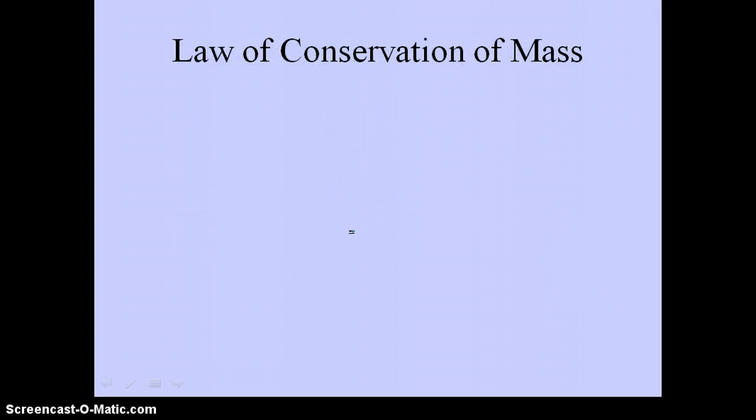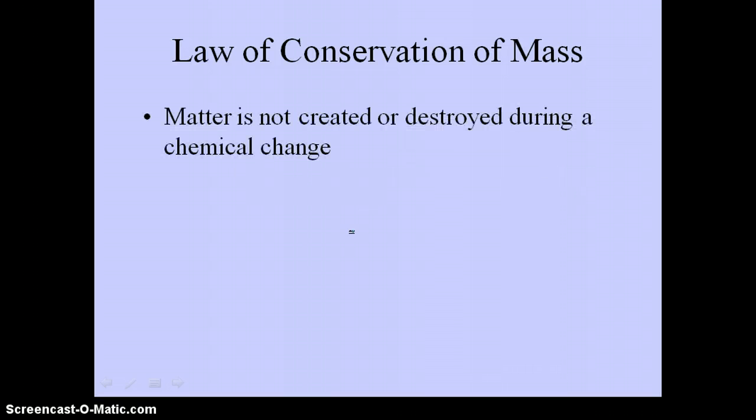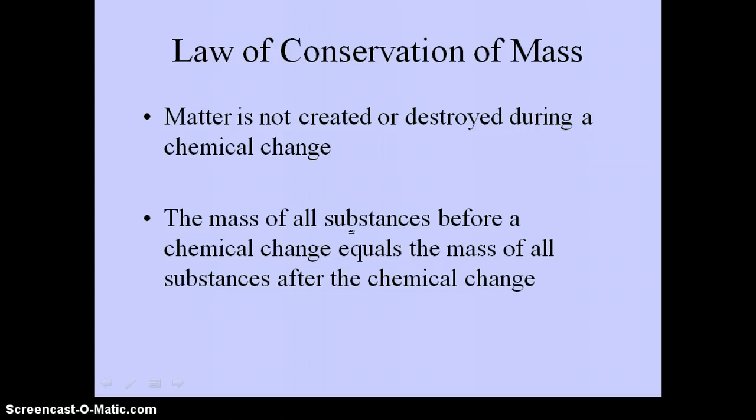Okay, and the last thing we're going to look at today is, in a chemical change, we have something called the law of conservation of mass. Matter cannot be created or destroyed in a chemical change. So whatever you start with as matter or mass is going to be what you end up with as well. Sometimes this is hard to measure or hard to gauge.